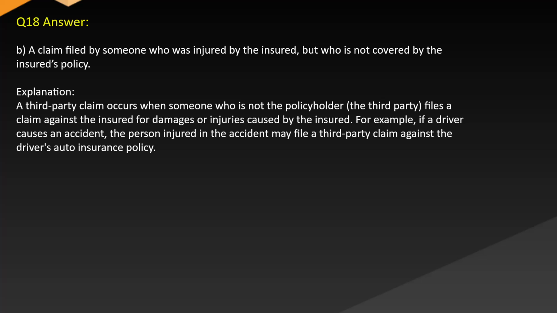Answer. B. A claim filed by someone who was injured by the insured but who is not covered by the insured's policy. Explanation. A third-party claim occurs when someone who is not the policyholder, the third party, files a claim against the insured for damages or injuries caused by the insured. For example, if a driver causes an accident, the person injured in the accident may file a third-party claim against the driver's auto insurance policy.